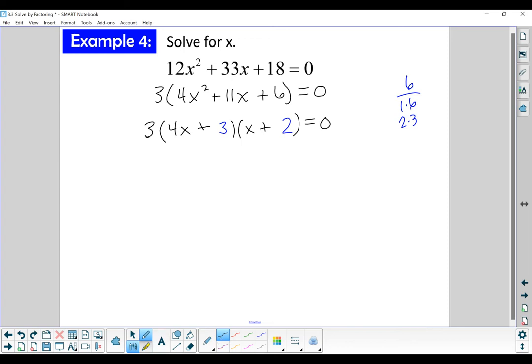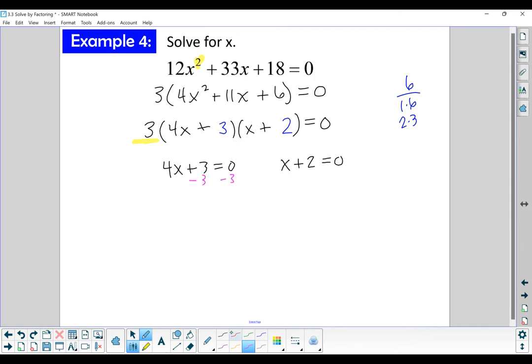Now, this is a degree 2 equation. It only has 2 answers. There's no x up here with the 3. It's just a 3. So that's not contributing a solution to the equation. Our 2 solutions come from these 2 factors. The solutions come from the locations of the x's. So 4x plus 3 equals 0 gives us one solution, and x plus 2 equals 0 gives us the other.